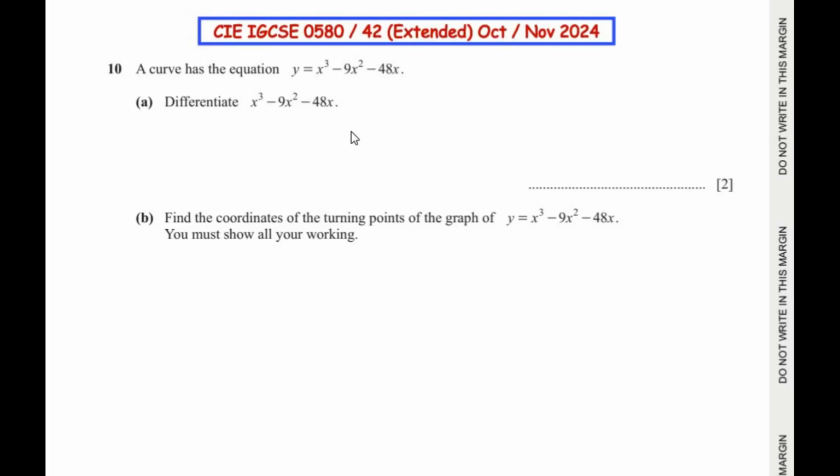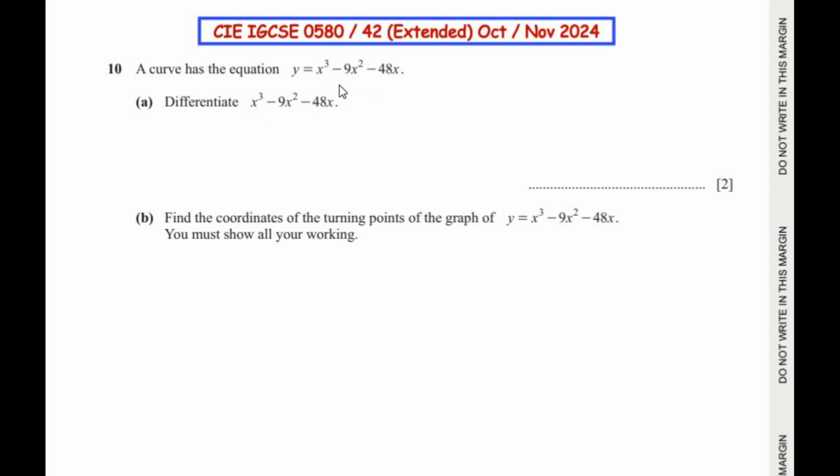In this video we are going to solve the last question from 058042 extended paper from October-November 2024. Now this question is from graphs and differentiation. A curve has the equation y is equal to x cube minus 9x square minus 48x.